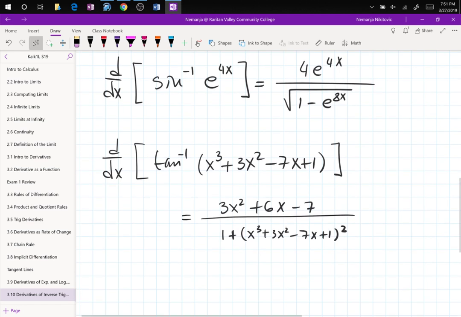Let's do inverse cosecant because we can. Inverse cosecant of, how about I toss in some ln because it's fun. Ln of square root of x. How about that?